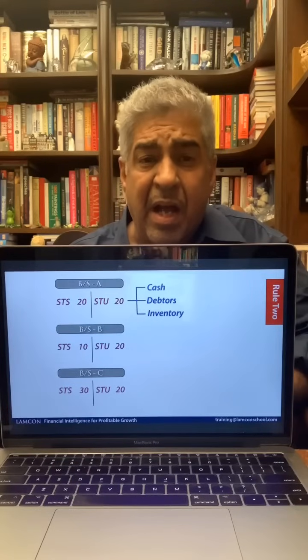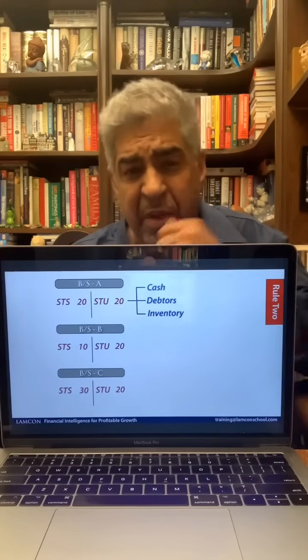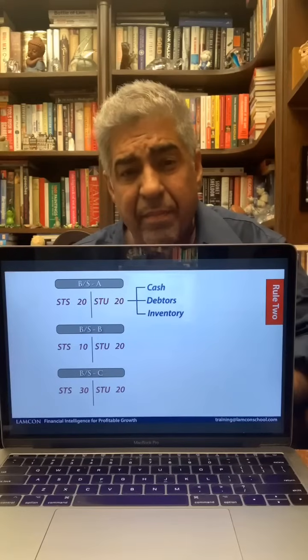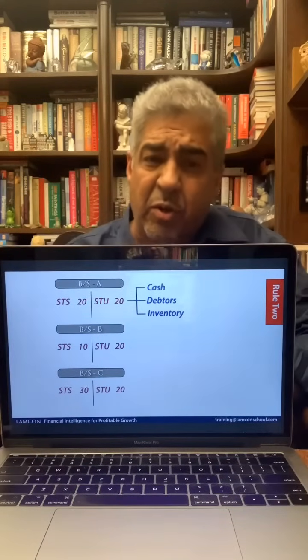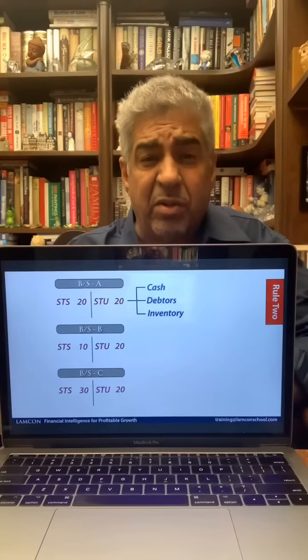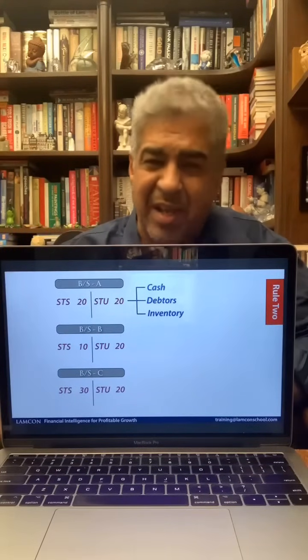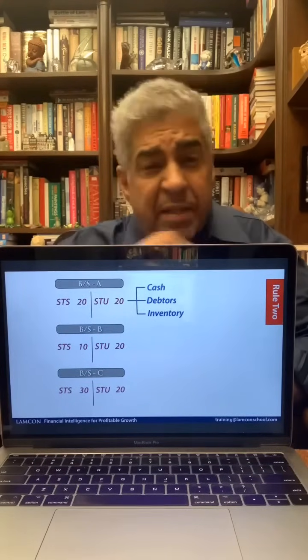Let's say our entrepreneur Manish went to a vendor and said, give me wood, I'll pay you next month. Next month that vendor came knocking on the doors: Manish, can I have my money back? Folks, when this vendor comes knocking, can Manish use cash to pay him? Of course, cash is ready. Can he use debtors to pay him?